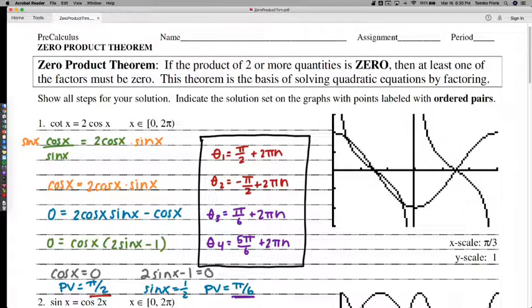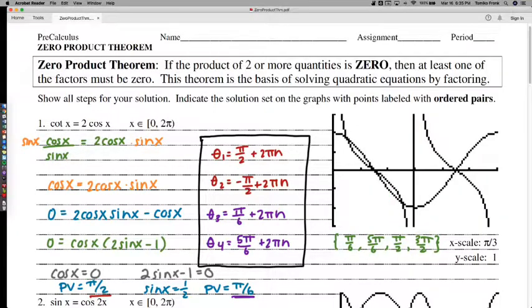So when I make a table of values, and I'm keeping track of theta 1, theta 2, theta 3, theta 4, what ends up happening is we get the solutions that look like this. So we would get pi over 6, we get 5 pi over 6, we get pi over 2, and we get 3 pi over 2. Those are all of the solutions when we make the table between 0 and 2 pi. Now, we want to put these on the graph. We need to find a way to label these points on the graph.